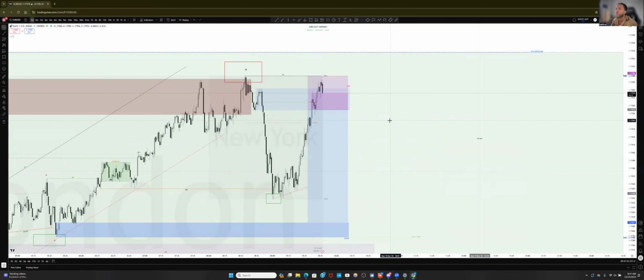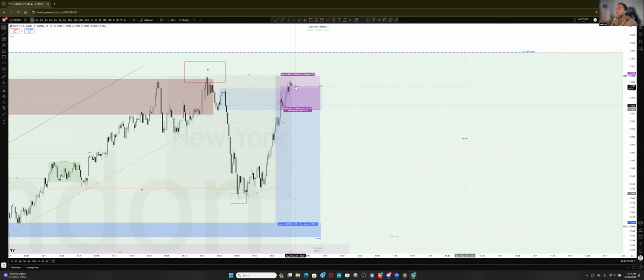But let's see. We've taken this liquidity here, but I believe this is just price enticing sellers, taking their liquidity. And this should be the push to take them out. There we go. Yeah, we're too close to the liquidity to not take it. So we'll see. The sellers are trying to fight from this range, but I don't believe it's going to hold.